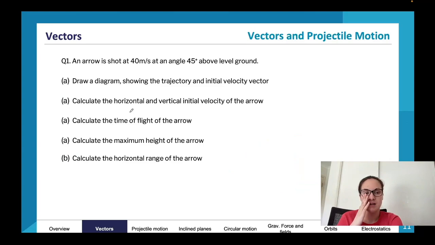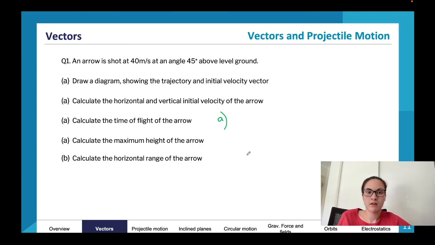So let's get started on some questions. We've got here an arrow is shot at 40 meters per second at an angle of 45 degrees above level ground. So we're going to do A on this page. Draw a diagram showing the trajectory and initial velocity vector.